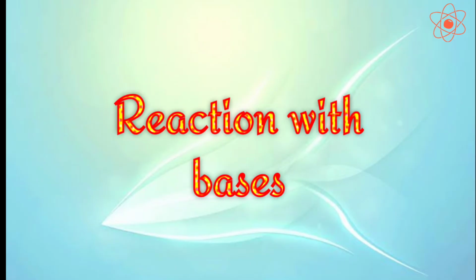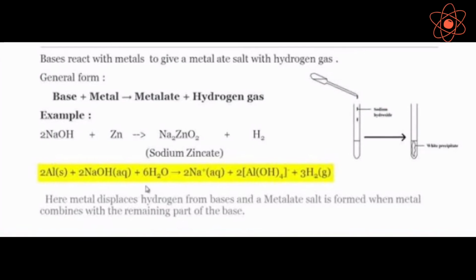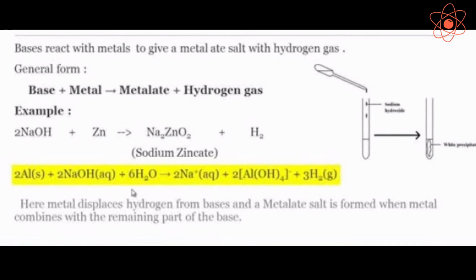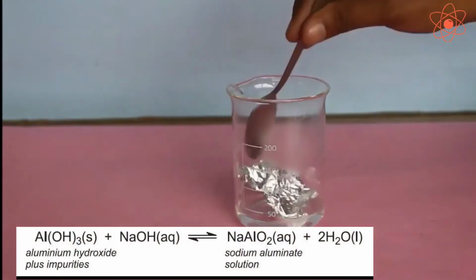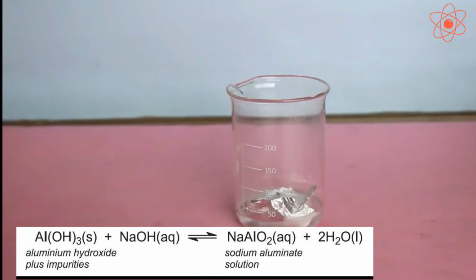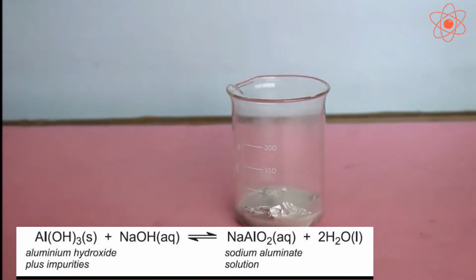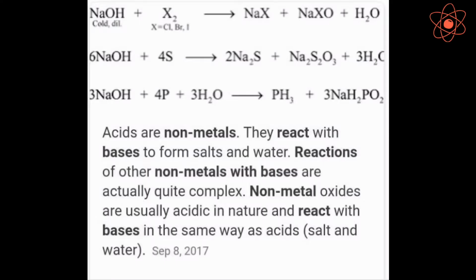Next, reaction with bases. Some metals react with bases to form salts and hydrogen gas. When aluminium is heated with sodium hydroxide, sodium aluminate, that is salt, is produced along with hydrogen gas. Some non-metals react with bases like sodium hydroxide, but no hydrogen gas is produced. Reactions of non-metals with bases are complex.